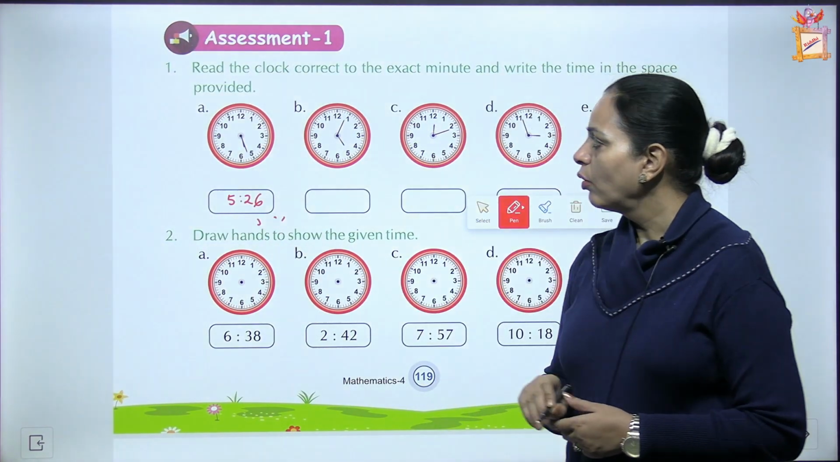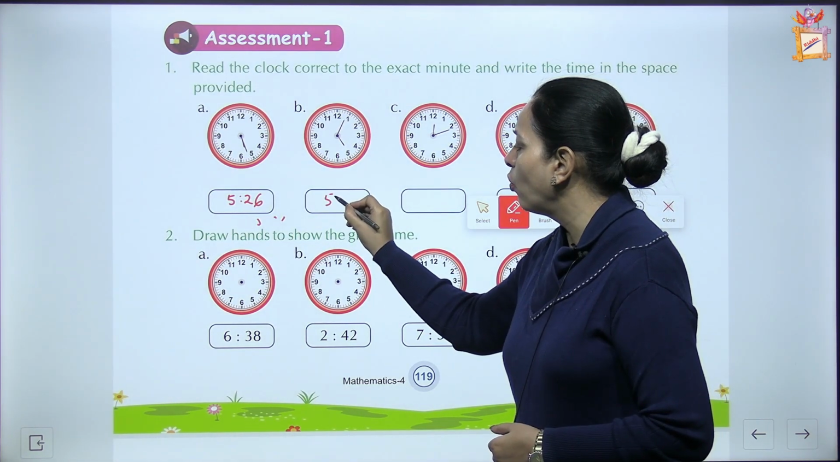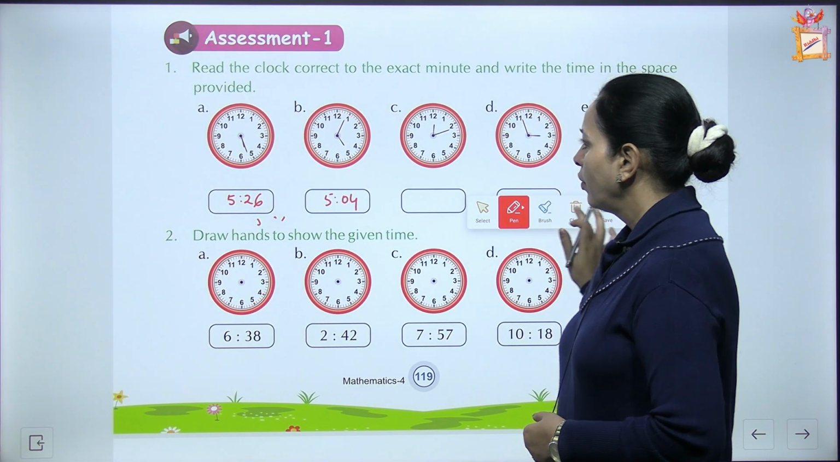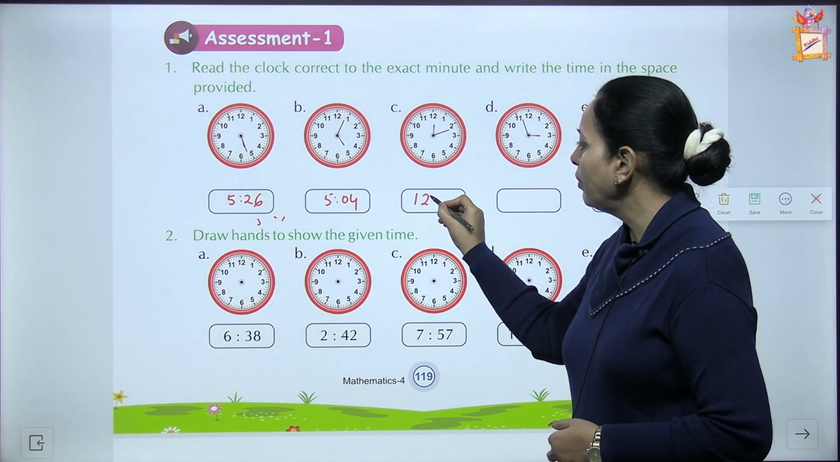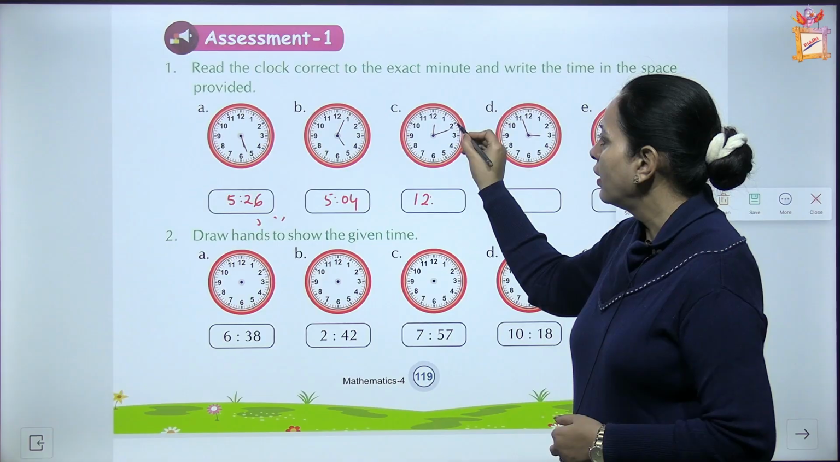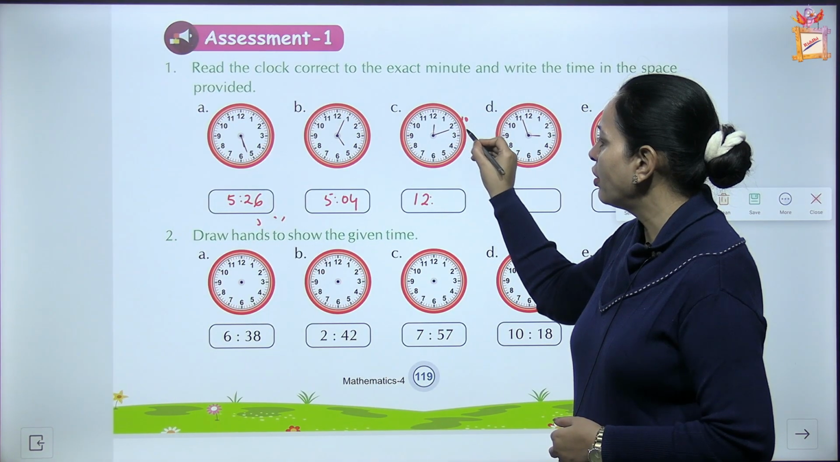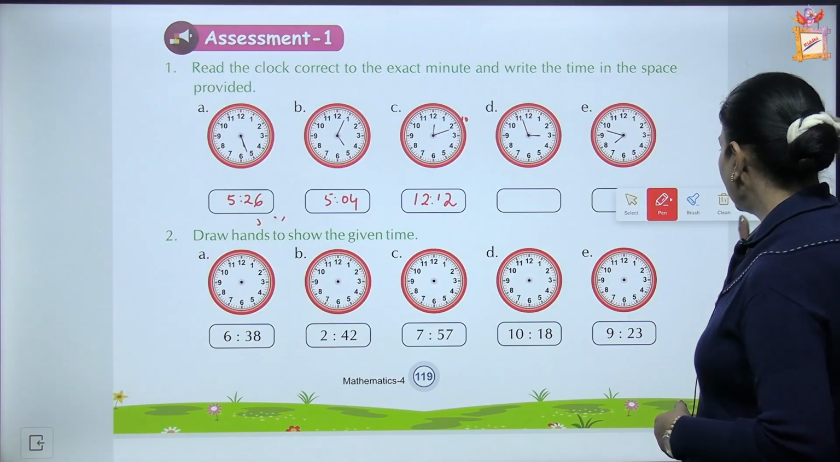5:26. Okay. Here this is 5:04. Right? Here 12 and the minute hand is between 2 and 3. This is 10 minutes, 11, 12. So like this you can complete it.